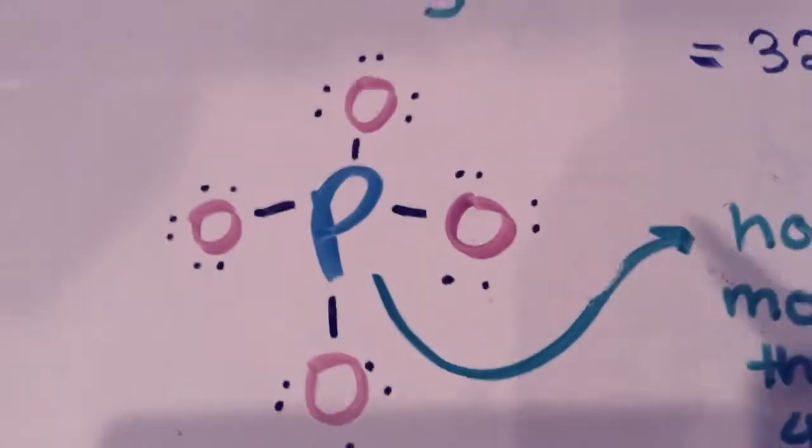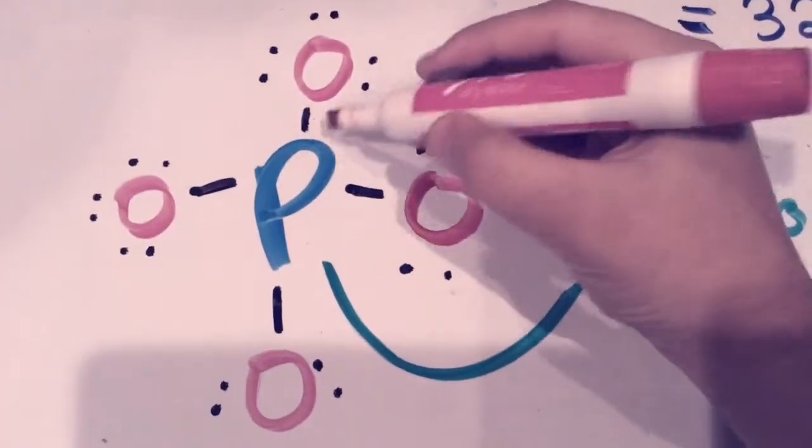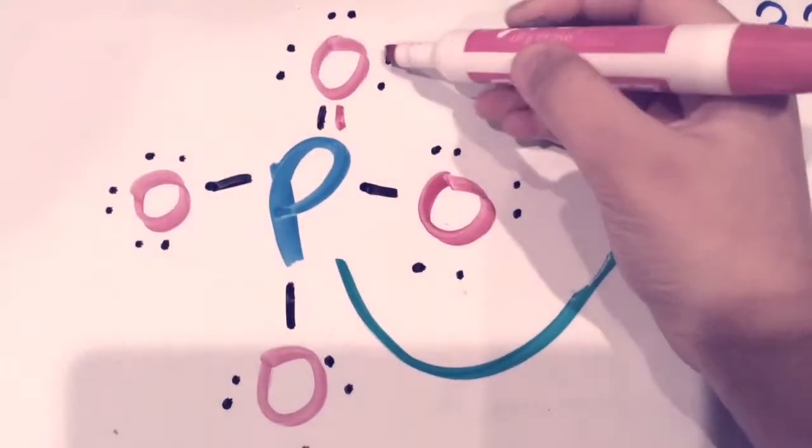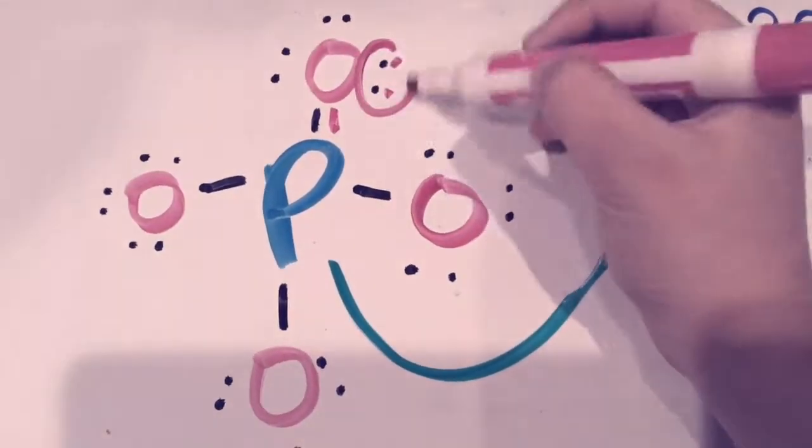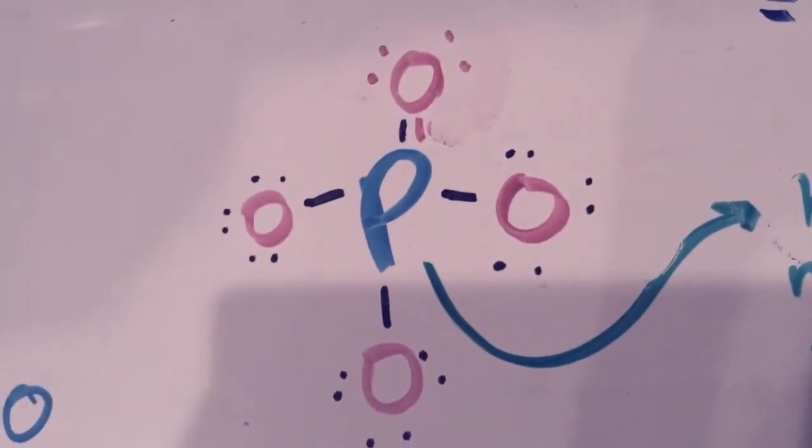What we're going to do here is add 1 additional bond by taking 2 valence electrons and adding them here. It's going to look something like this.